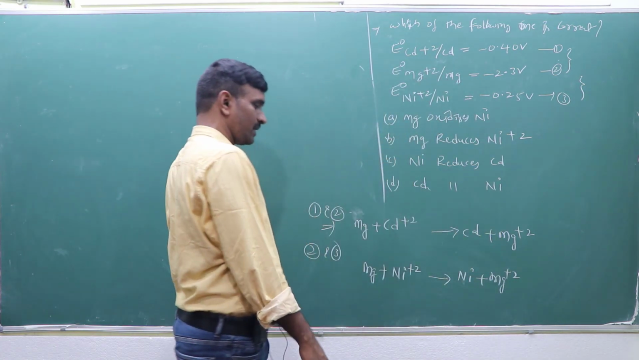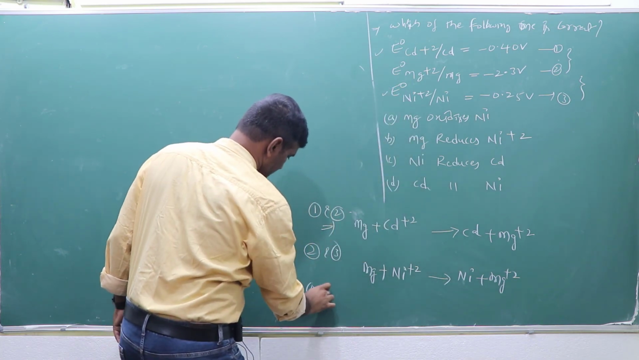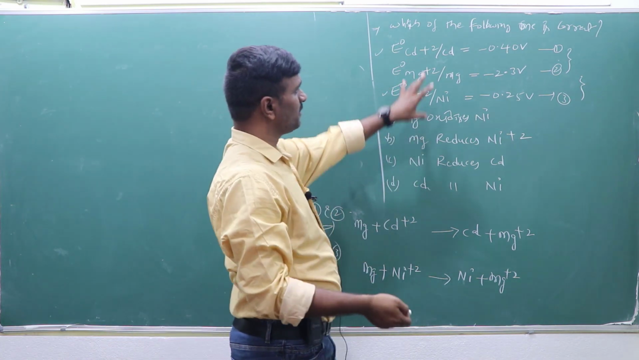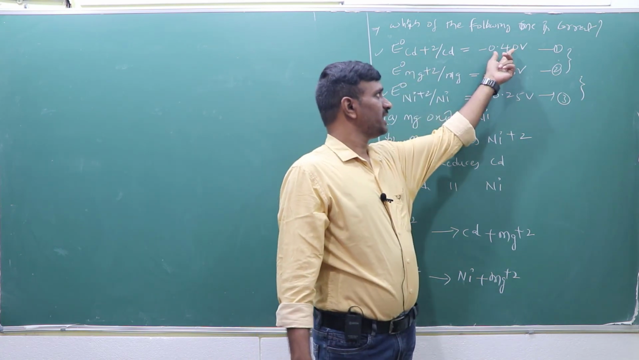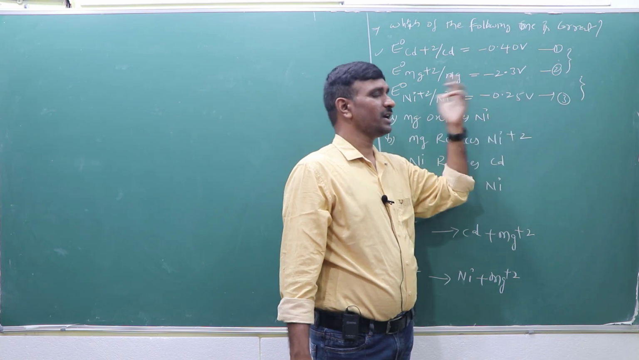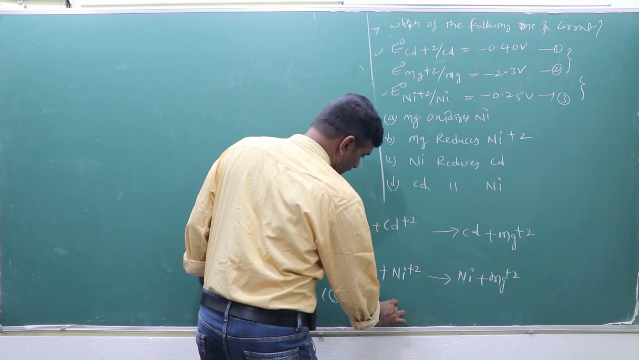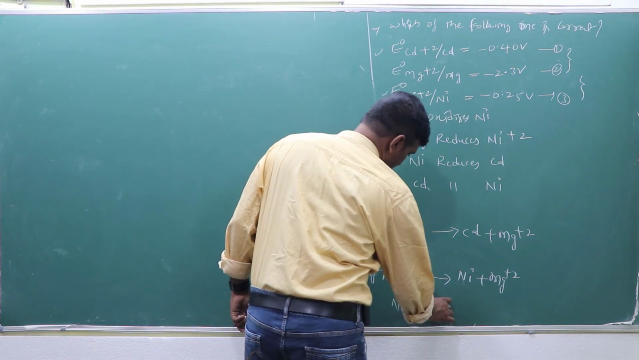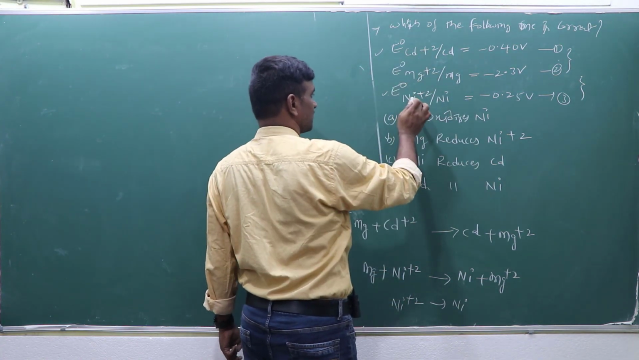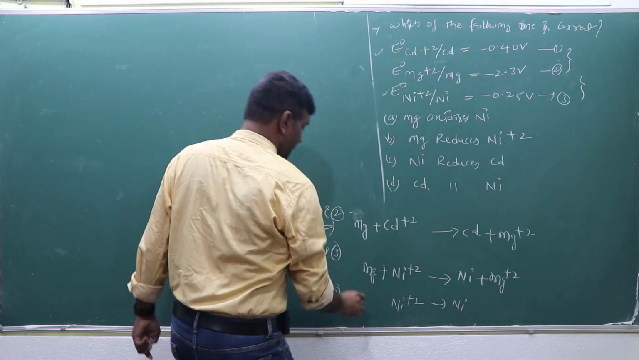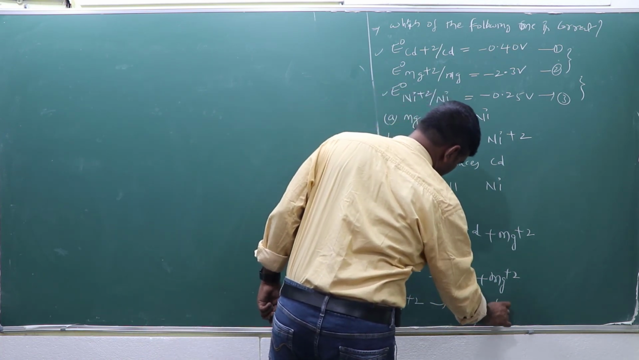This is one. Suppose from the first and third reactions, you can compare these three, the first one and the third one. The first one is minus 0.40, this is minus 0.25. Which value is more? Minus 0.25 is more. So that's why nickel plus 2 undergoes reduction when compared with cadmium plus 2, because cadmium has lower reduction potential compared to nickel plus 2. So this is oxidation. That means cadmium goes to cadmium plus 2.